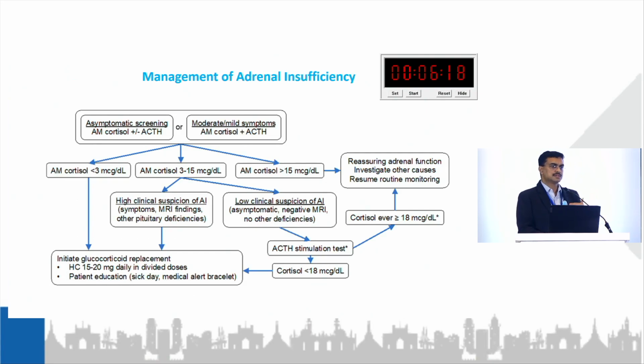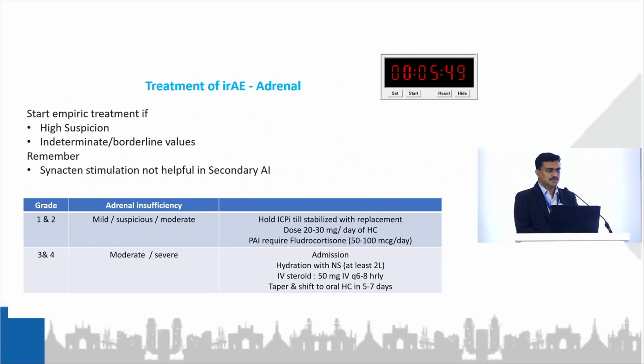So as I mentioned, you always do a baseline cortisol in all these patients, and if the cortisol is less than 3, you straight away start the treatment. If it's more than 15, you are pretty confident, especially if the patient is not on hydrocortisone, that probably the patient doesn't have it. But in borderline cases, it becomes very difficult to diagnose, and then you may have to go for corroborative evidence, additional findings that may be there, and the clinical scenarios and common sense. Treatment, you should start empirically if there is a high suspicion or with borderline values.